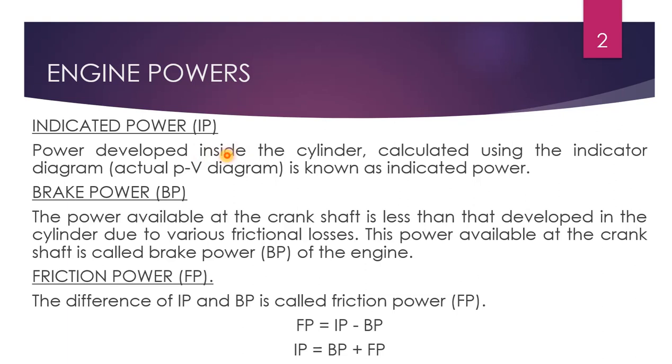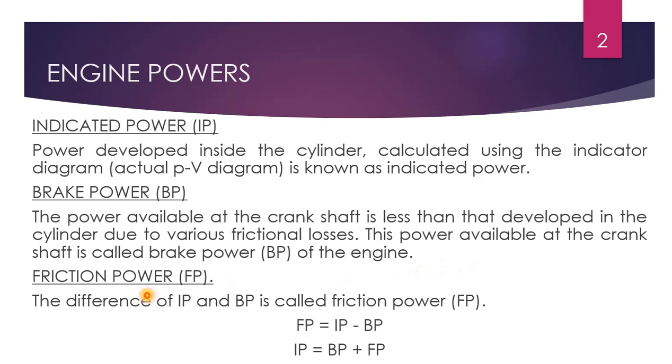The power developed inside the cylinder cannot be completely transferred to drive the wheels. Some power is lost due to friction in the connecting rod, transmission shaft, etc. This loss reduces the power, and that reduced power available at the crankshaft is known as brake power. This lower power is due to various frictional losses in IC engines.